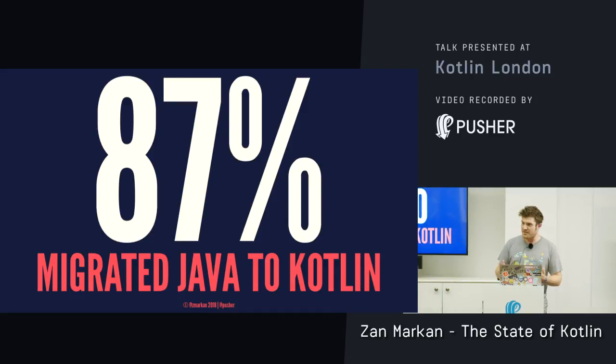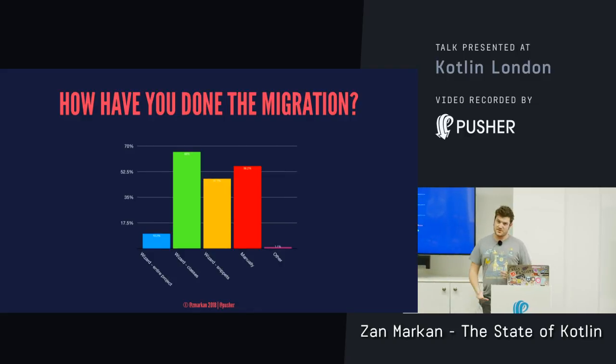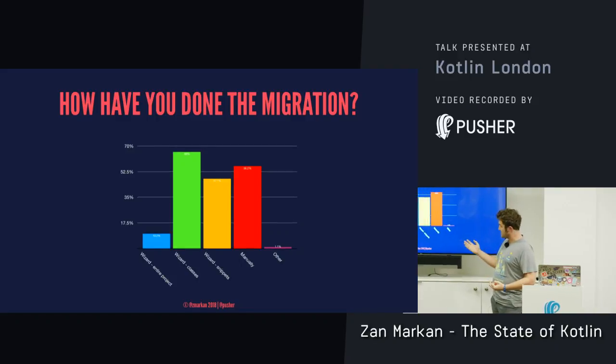It also means that 13% of people didn't do that. Maybe they just started out writing Kotlin directly. Maybe they just created new classes in Kotlin. I don't know. And those people who had done the migration, the vast majority use the wizard to convert individual classes, 66%.